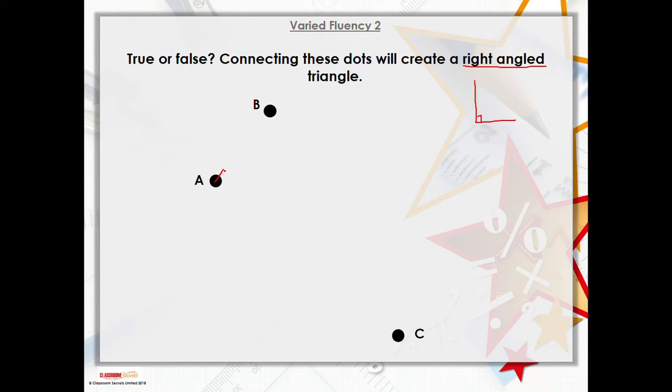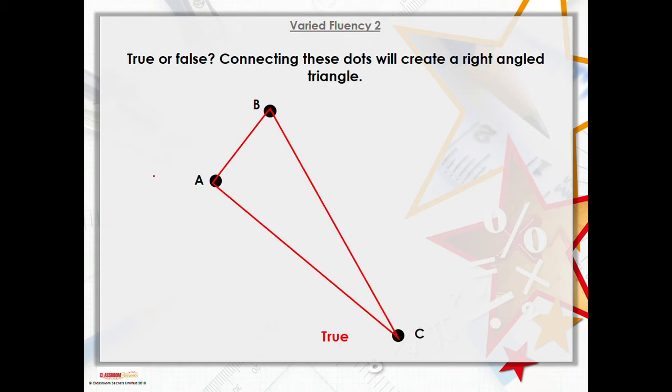Unfortunately, I haven't got a ruler, but I'll do my best to match A to B, B to C, and C to A. And we can just about roughly see that actually this isn't a right angle, this isn't a right angle, because they're smaller than 90 degrees. But A is actually the right angle. So therefore the answer must be true. Again, here is the right angle, just to show you.